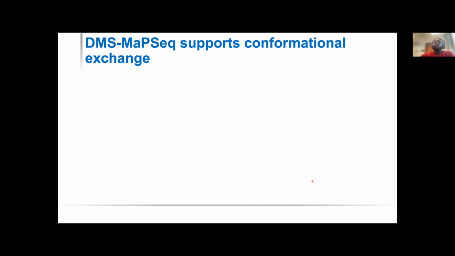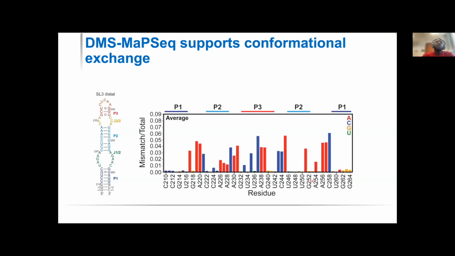So we decided to turn to DMS MaPseq, since it was supposedly tested on RNAs, coupled with DREEM, which was developed by the Rouskin lab. You can determine alternate conformations of RNA. So we used this technique to probe our stem loop 3 construct, and we found that the DMS MaPseq was also consistent with our NMR data. Here, with DMS, we are modifying just A's and C's, so that's why for the G's and U's we're not seeing any signal.